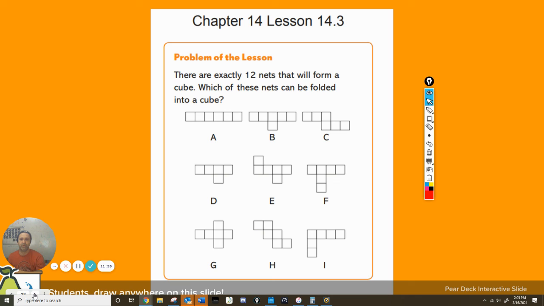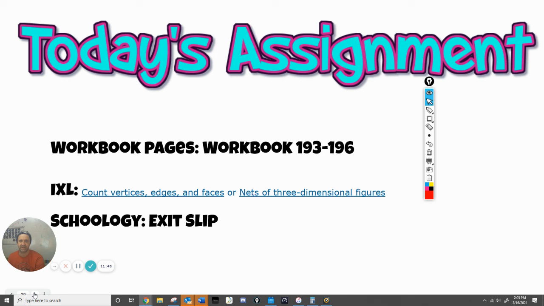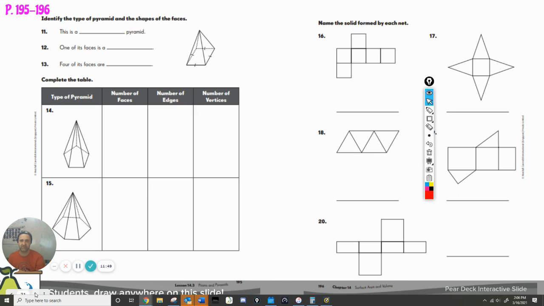Oh, okay. These are fun. This is basically true, false. Can they be turned into cubes or not? Yes or no? I might have made this. I'm gonna let you figure that out. That's your problem of the lesson. And then finally, your teacher's gonna assign some homework. Do whatever they tell you to do, and then here you go. That's what it looks like.